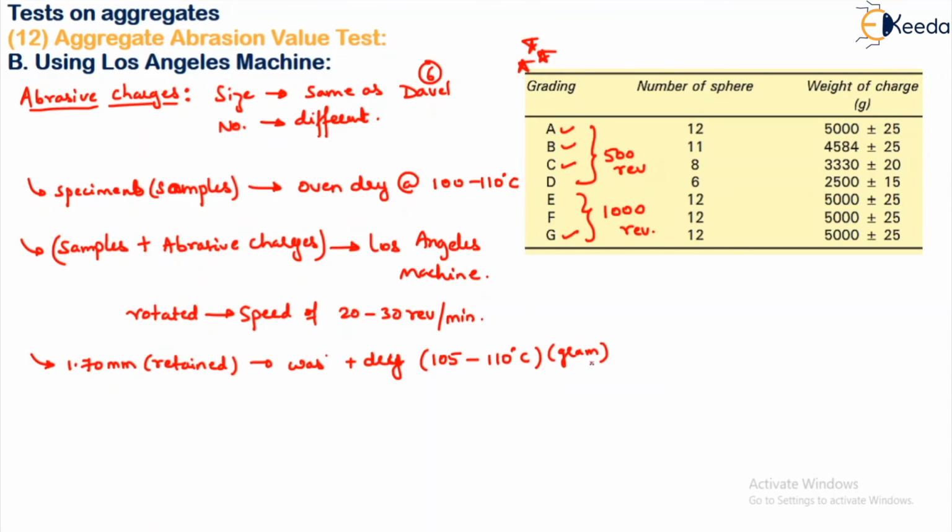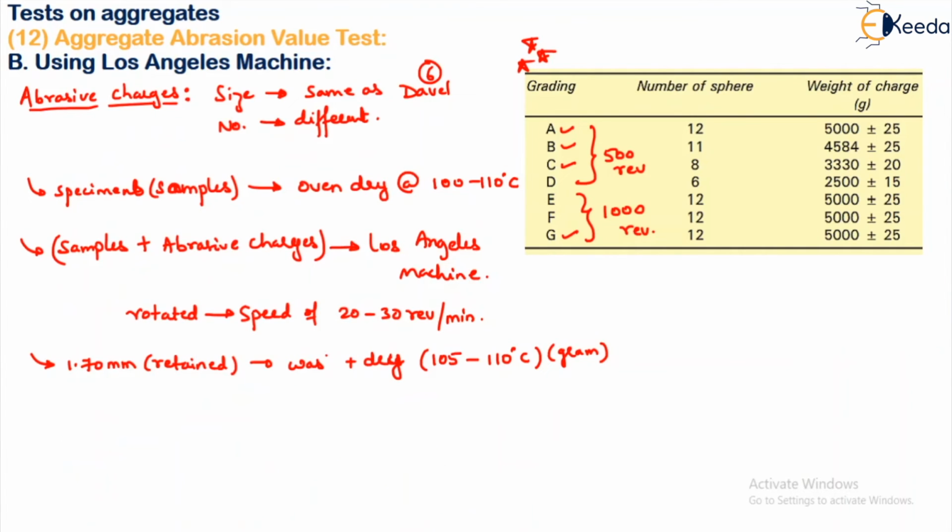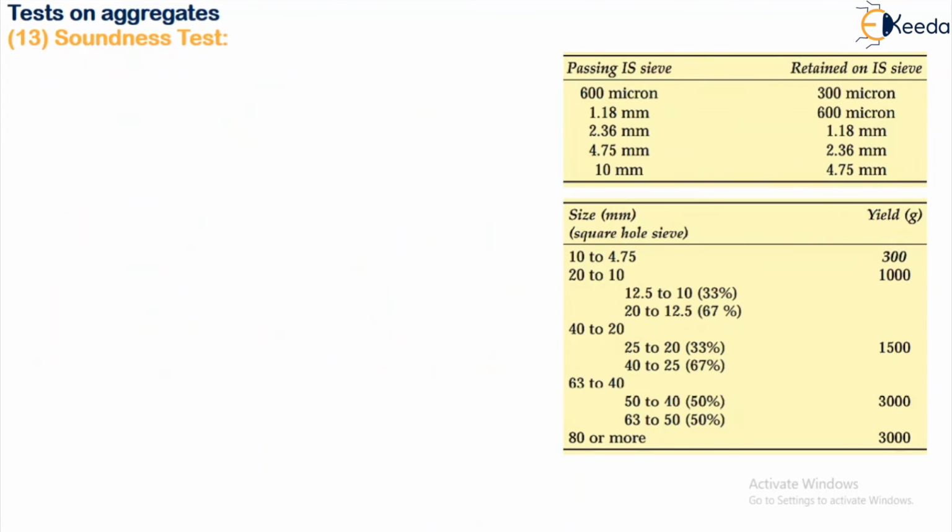After this, you have to use the same formula you used for the Deval machine to calculate the abrasion value. It is the original weight minus the weight retained on 1.70 mm sieve, into 100, divided by the original weight. You have to use this same formula for calculating the abrasion value. Is it clear? So this is how you do it using the Los Angeles machine. Now let us go to the last test in the aggregates, that is the soundness test.